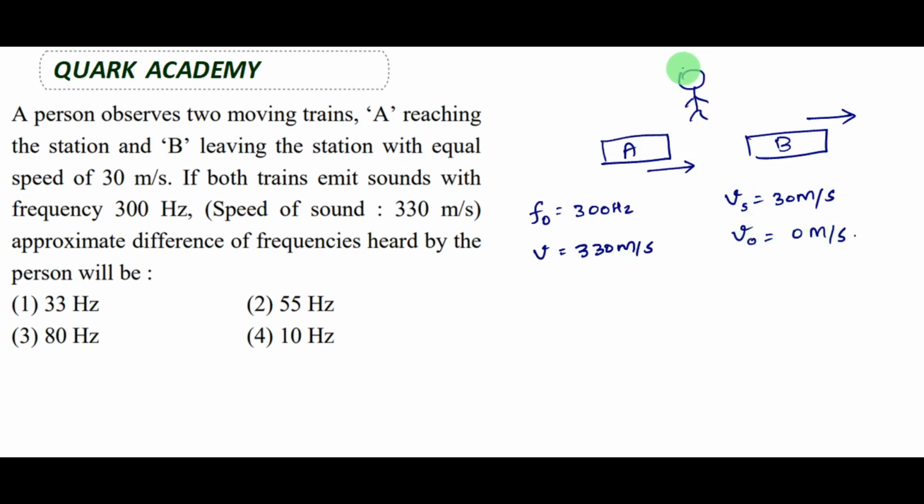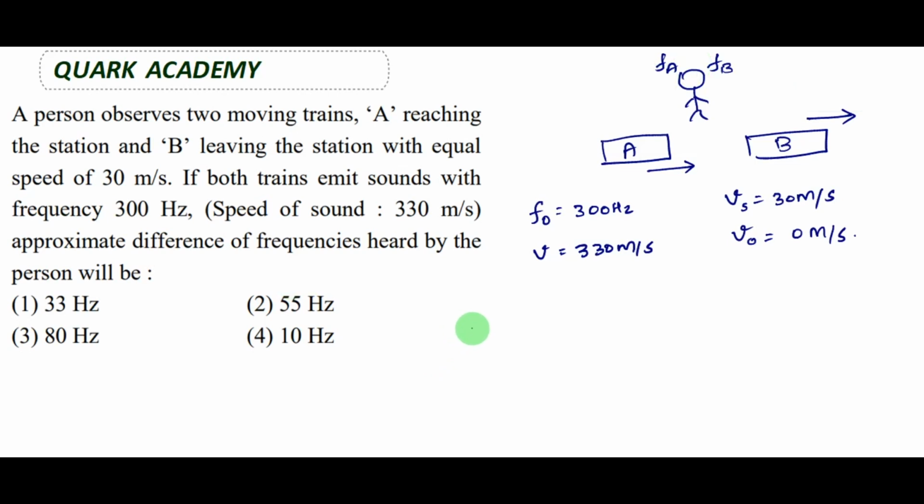Now this observer will hear the sound emitted by train A with a frequency Fa. Similarly for train B, he will hear it with the frequency Fb. Now we need to find this Fa and Fb, and from that we need to find the difference of Fa and Fb. So that's what this question is about.